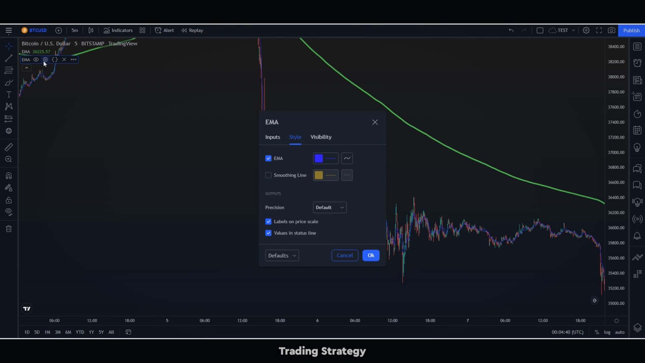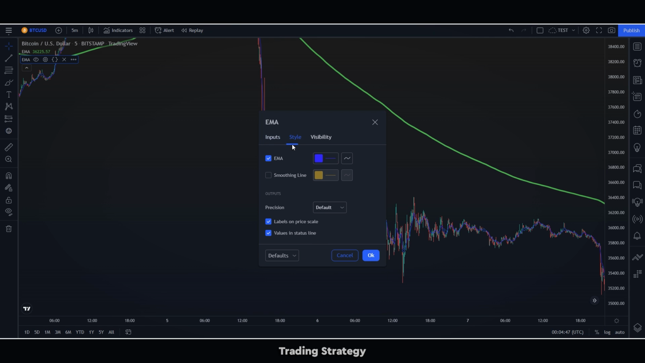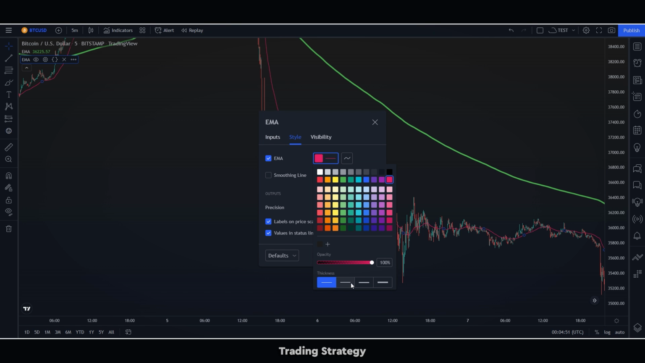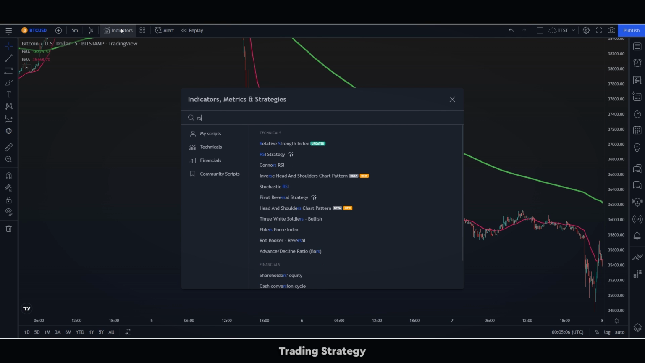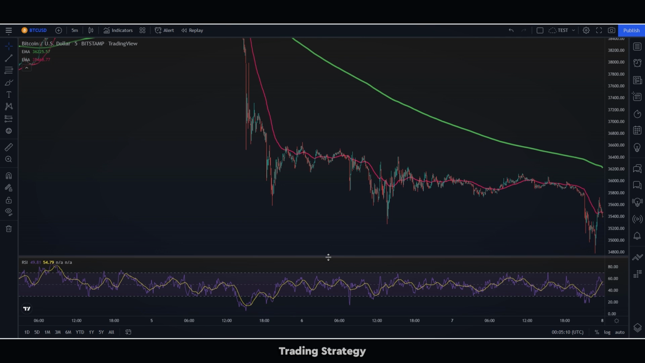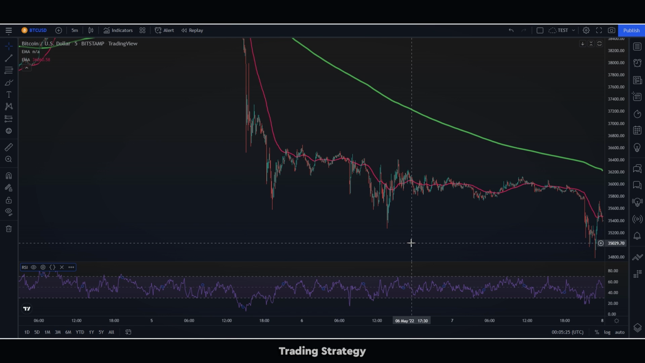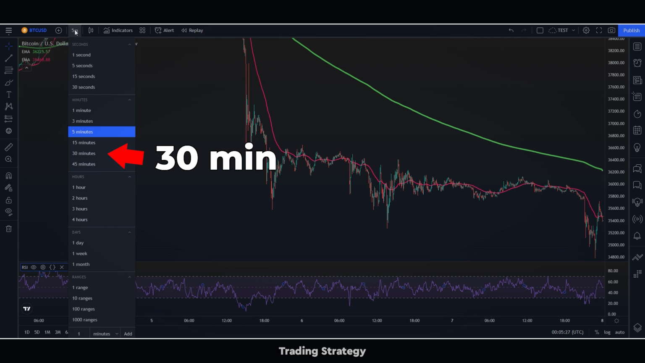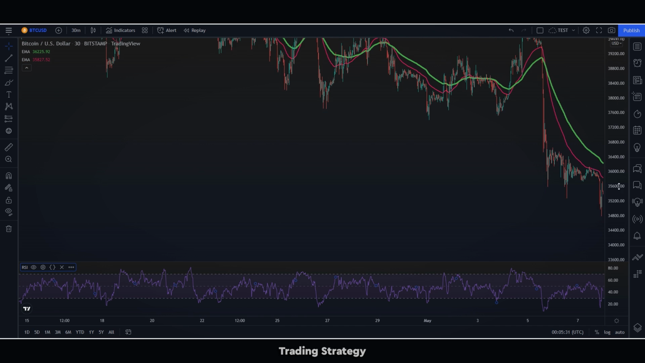The second EMA, we will put it at 50 periods. We'll change the color to pink and increase the thickness to 2. Then we will add an RSI indicator. This indicator does not need to be added, but it is useful if you want to have more security when performing operations. Once we have added all the indicators on the chart, we will go to a higher hourly chart. In my case, I will go to the 30-minute chart, since I will trade on the 5-minute chart.